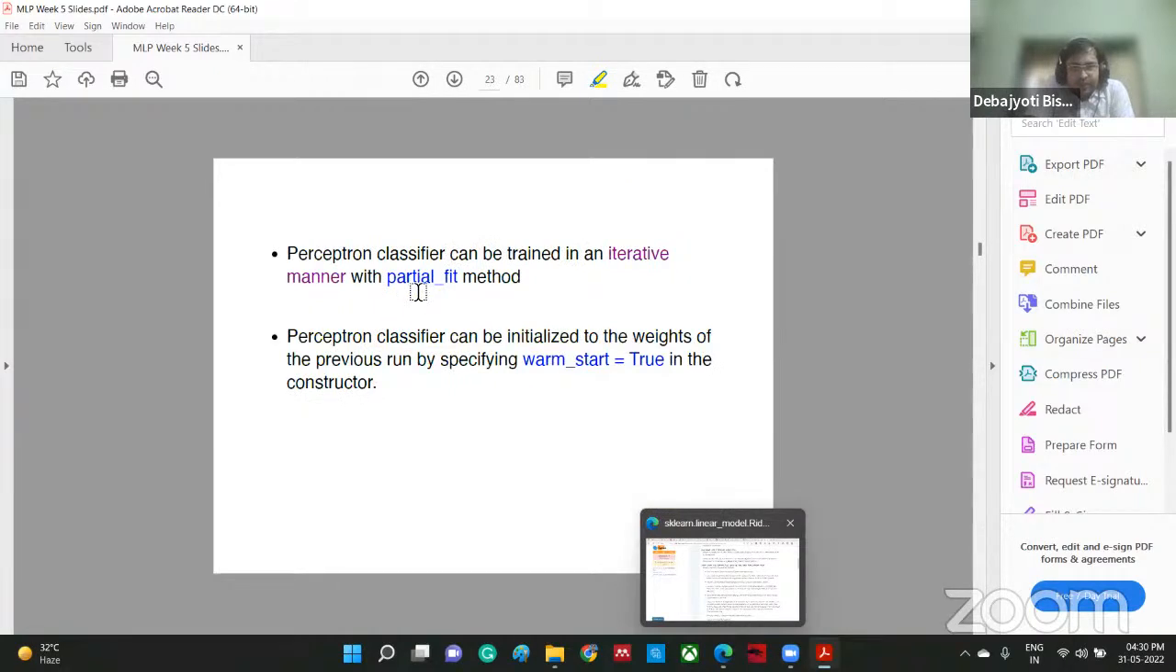Now, the perceptron classifier can be trained in an iterative manner with the partial_fit method, and it can be initialized with the weights of the previous run by specifying warm_start equals True. I think sir has mentioned that in the videos. The perceptron can be initialized with the weights of the previous run by keeping warm_start equals True.